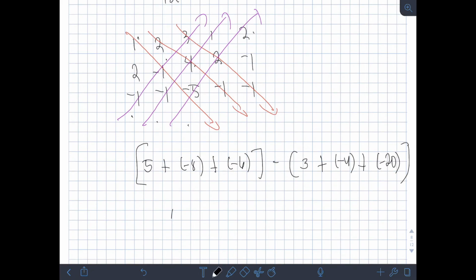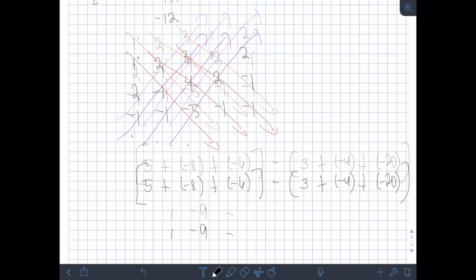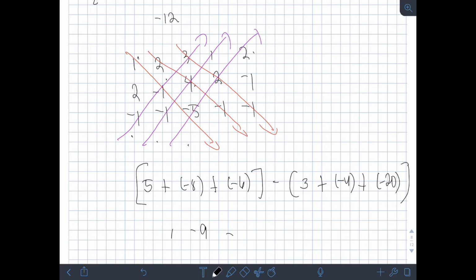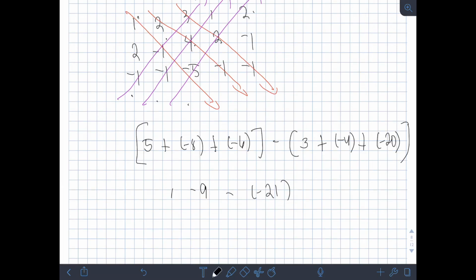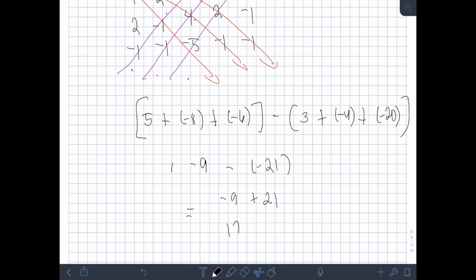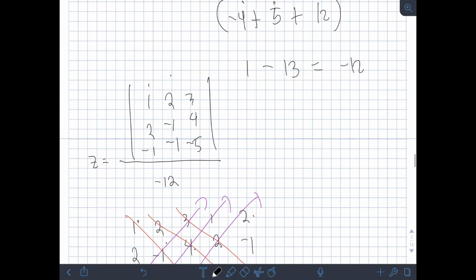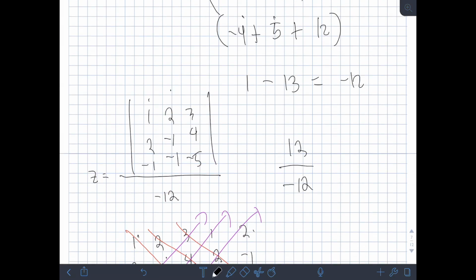So, therefore, we have 5 plus negative 8 plus negative 6 is negative 9. Minus 3 plus negative 4 plus negative 20 is negative 21. So, therefore, we have negative 9 minus negative 21. So, parang negative 9 plus 21 or simply 12. So, therefore, we have 12 over negative 12 or negative 1. So, therefore, z is equal to negative 1.